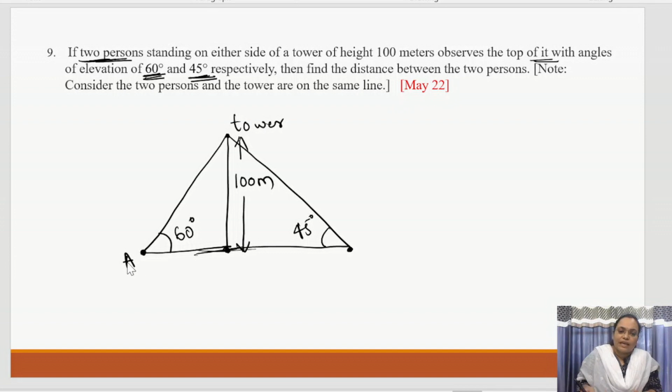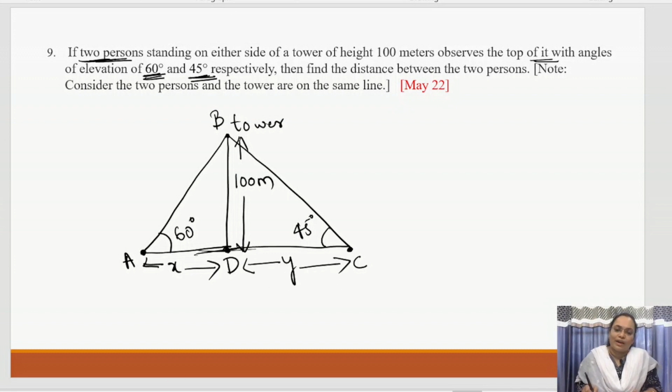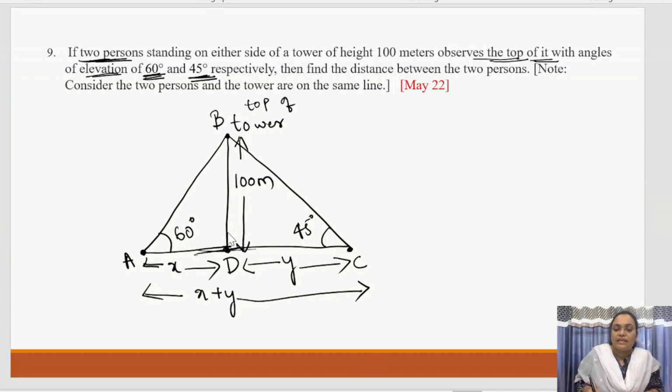So, let us take A, B, C and D. Clear? Let us take the distance of this person as x and the distance of this person as y. If you want the distance between the two persons, it will be x plus y. If you see the triangle ADB, according to this angle, the opposite will be the perpendicular and this is the base, right? So, we can apply tan.